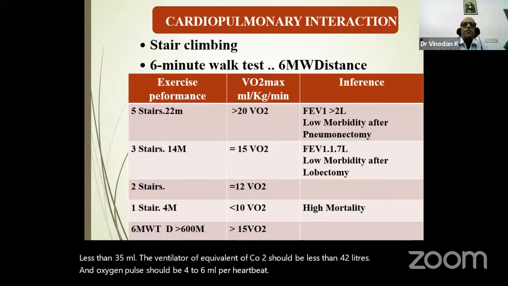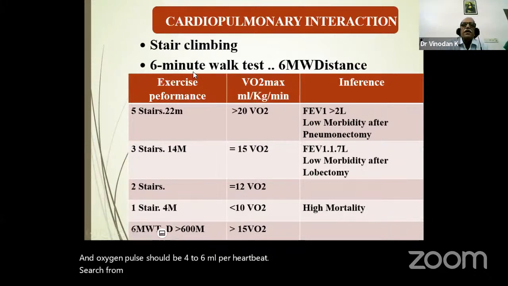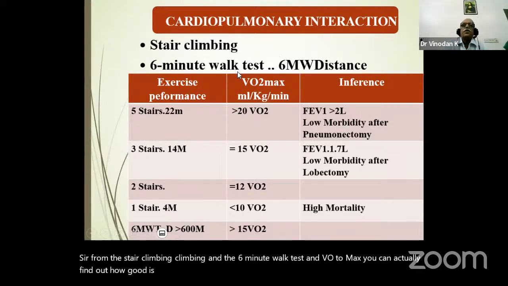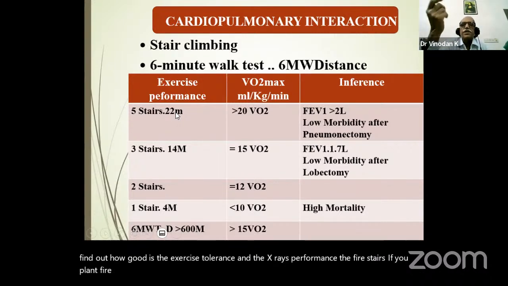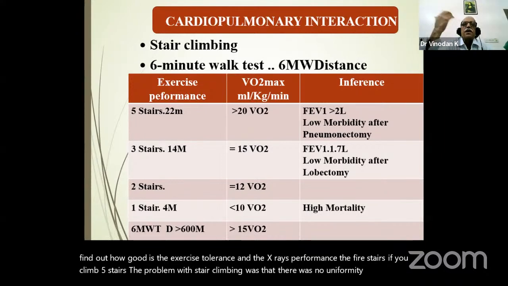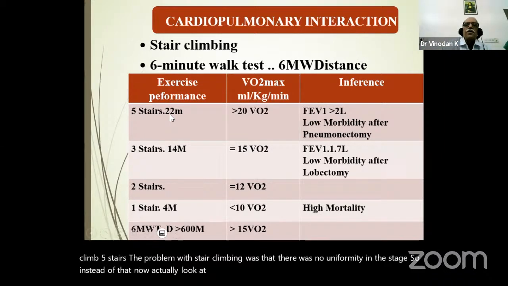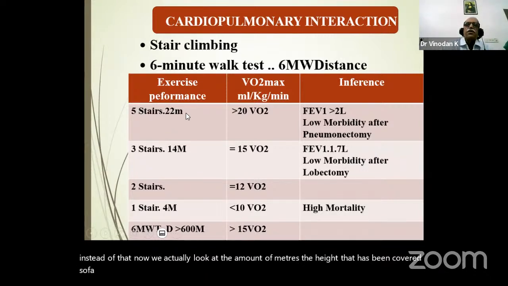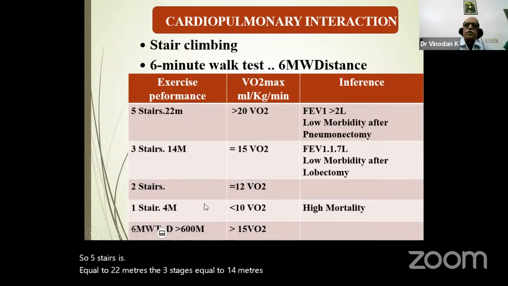So from this, the stair climbing, the 6-minute walk test, and the VO2 max, you can actually find out how good the exercise tolerance and exercise performance are. The problem with stair climbing was that there was no uniformity in the stairs. So instead, now we look at the height that has been covered. 5 stairs is equal to 22 meters, 3 stairs is equal to 14 meters, and 1 stair is equal to 4 meters.